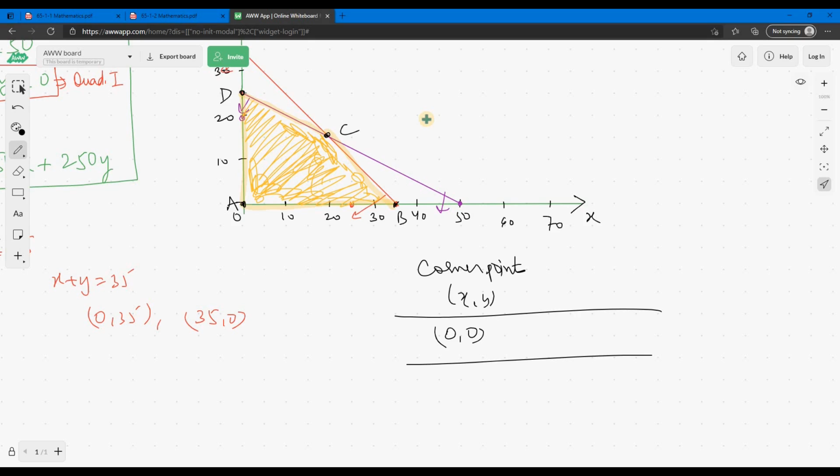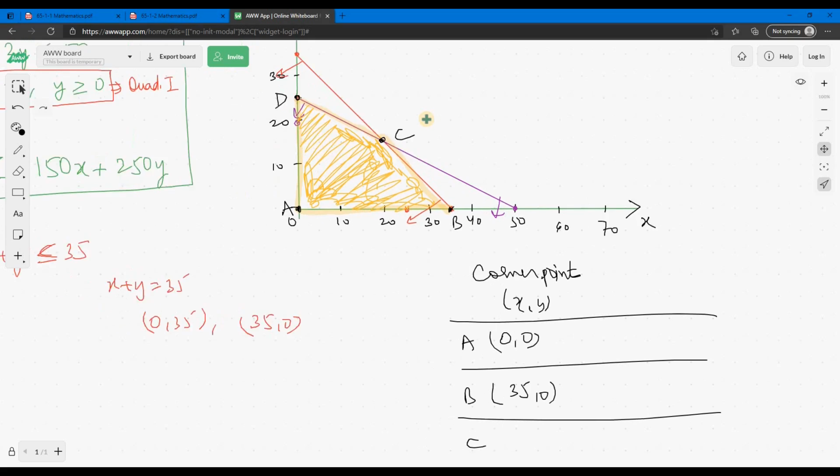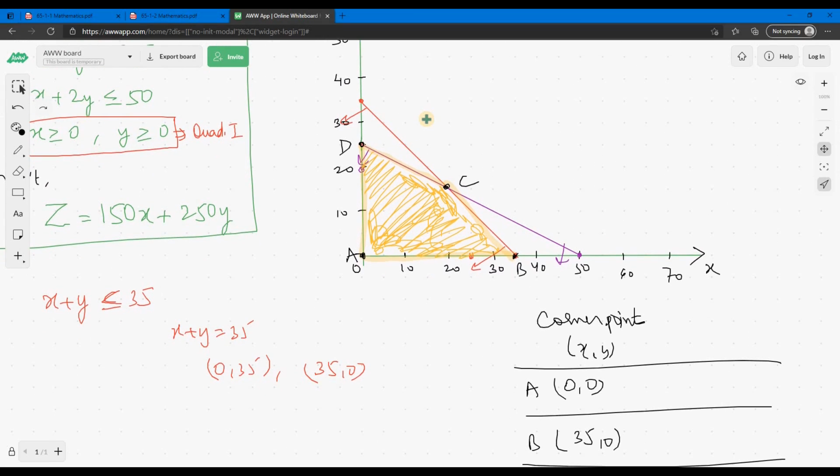And then the other corner point, which is B, is like x is 35, y is 0. And then the next corner point C, if you notice, x is 20 and y is 25, but we have to solve it algebraically because we cannot be sure 100% as the graph is not purely up to scale.